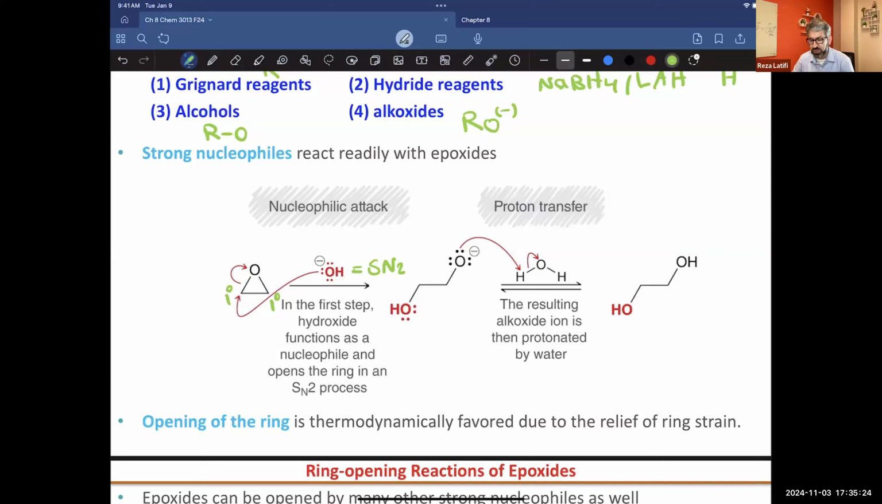The alkoxide will very soon be neutralized by acidic H from a protic solvent like water. So at the end of the reaction, in order to quench or stop the reaction and get the final product, we always need to have acidic H. We're going to use either water or an alcohol like ethanol at the end, to give it acidic H and get alcohol.